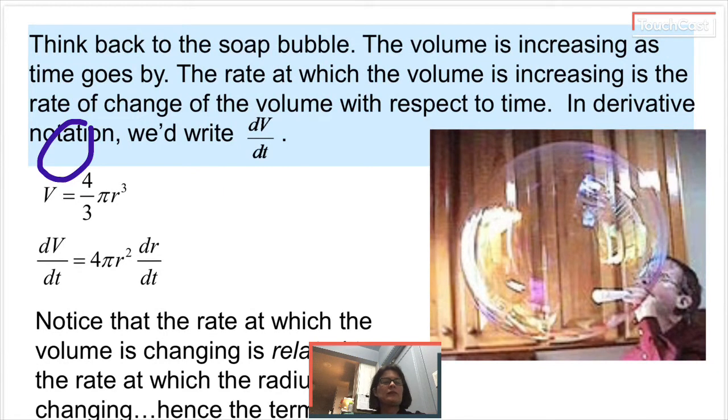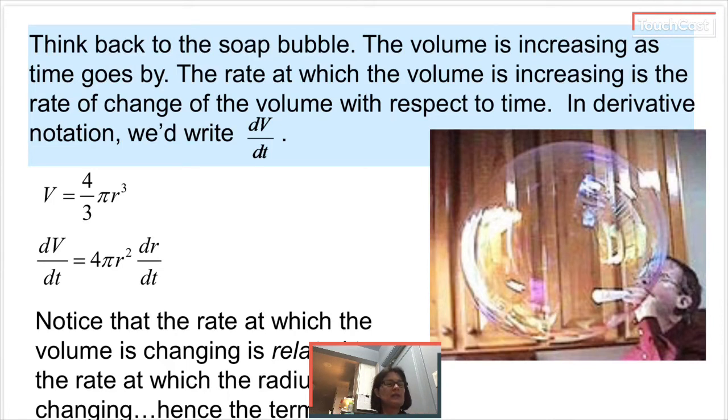All right, so my screen is super big here. Let's get this all cleaned up. So go back to the soap bubble. The rate at which the volume is changing, the thing that's making the volume change, at least in this case, is you adding the air into it. So it's changing over time as you add air into it.